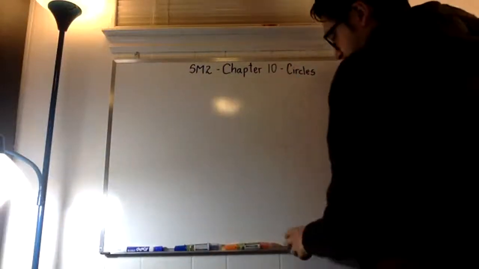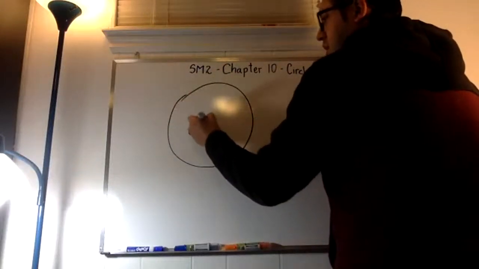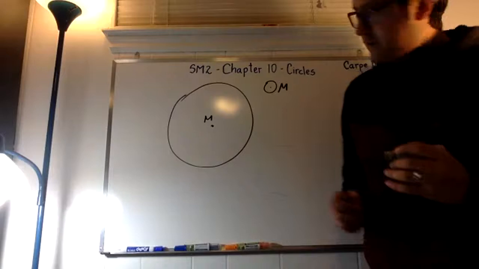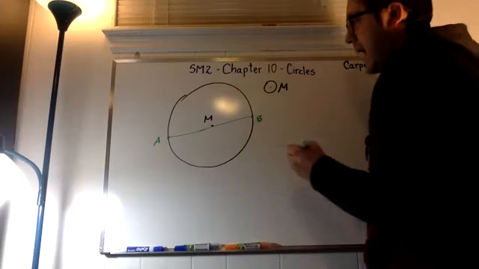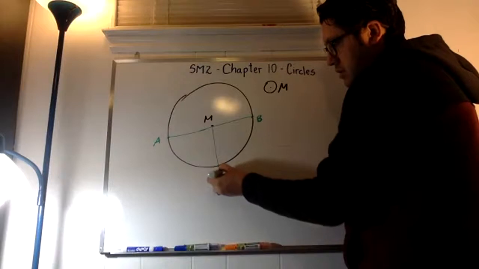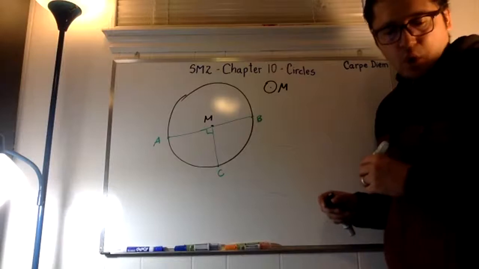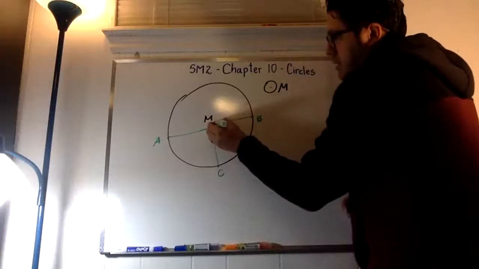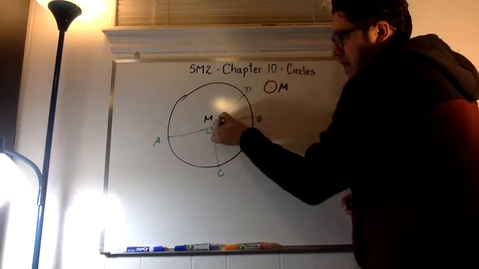So here we are. We've got this circle M, right? So from circle M, we have A and B. We also have another radius over here, and they happen to be perpendicular, okay? And also, we have this other radius that goes to this point D.